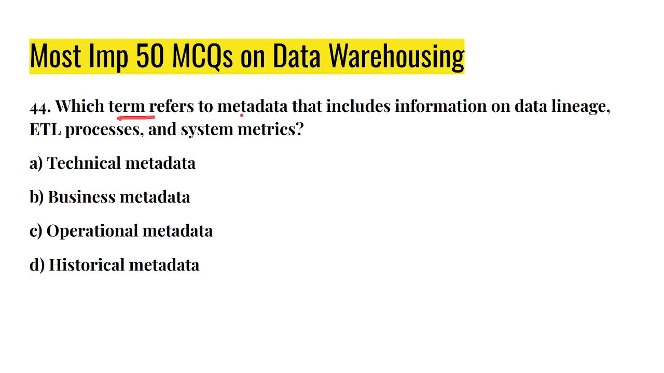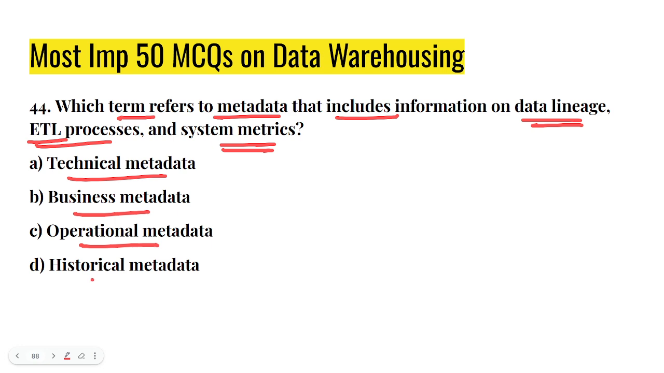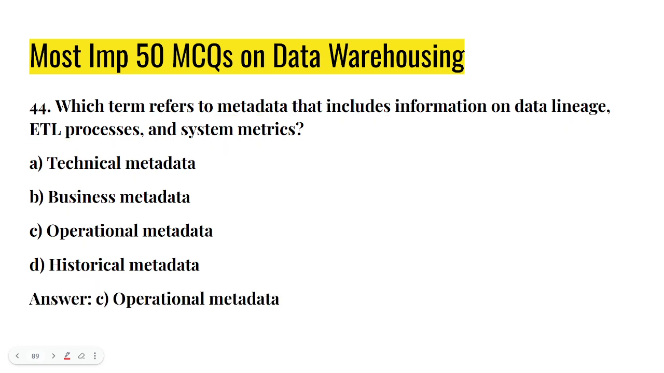Question number 44. Which term refers to metadata that includes information on data lineage, ETL processes, and system metrics? Option A, technical metadata, or business metadata, or operational metadata, or historical data. Basically, operational metadata is the suitable metadata that includes data lineage, extract, transform, and load processes, and system metrics. So, option C is the correct answer.